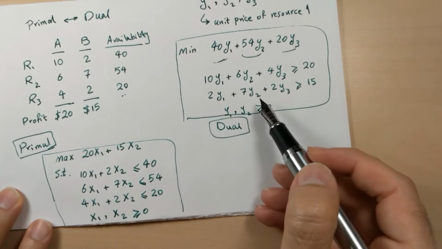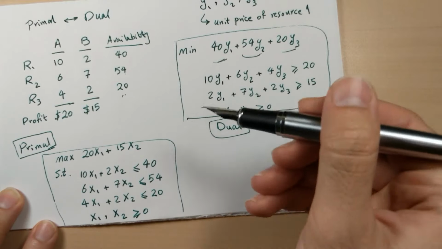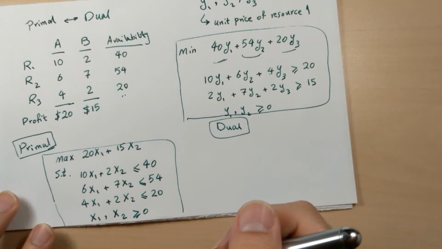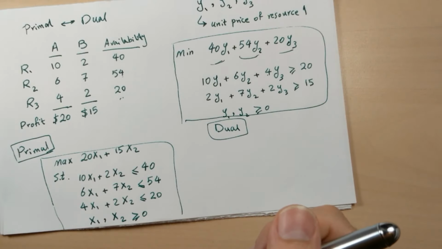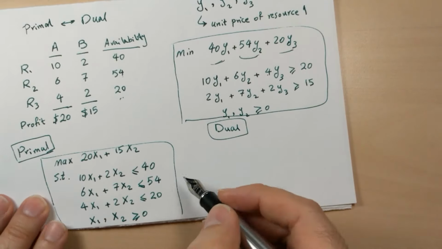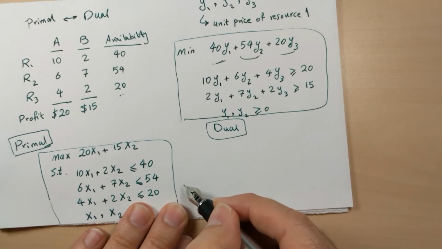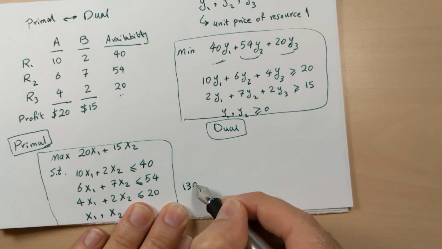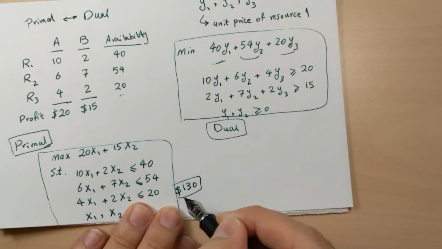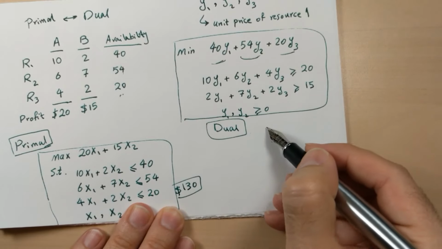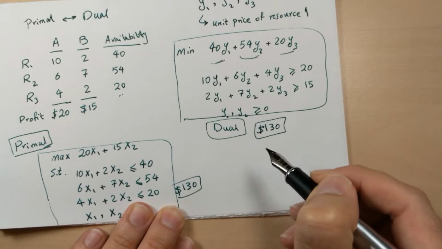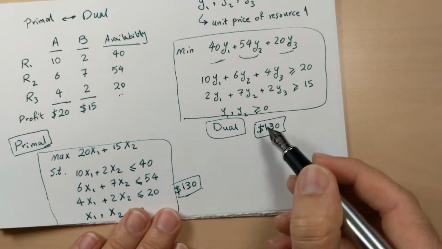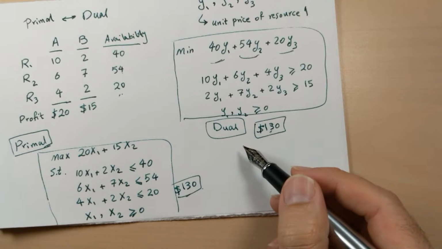This is the primal, and this is the associated problem related to it, its dual. The optimal solution of this primal is $130. The optimal solution of the dual is also $130. The optimal solutions of both problems are exactly the same.